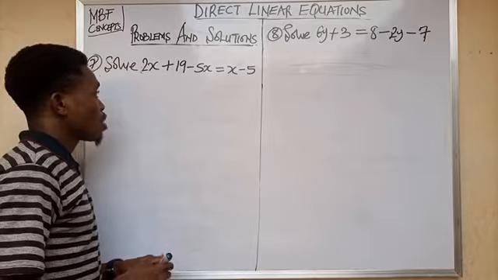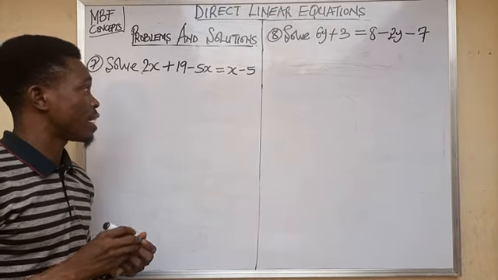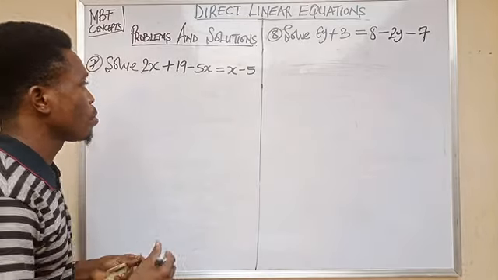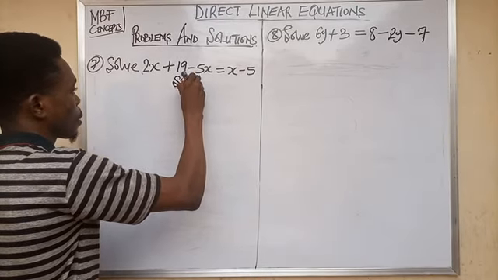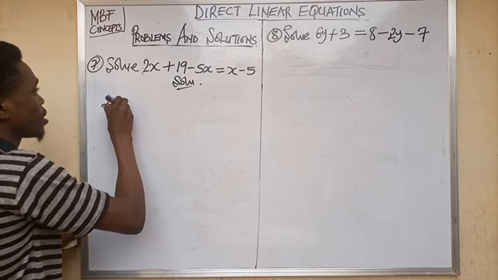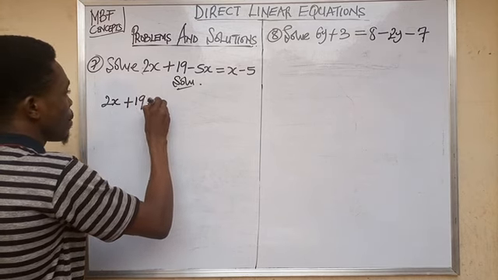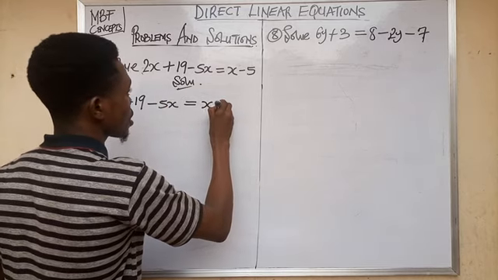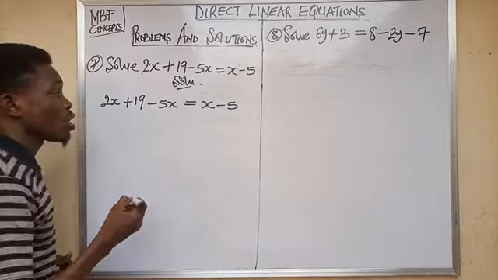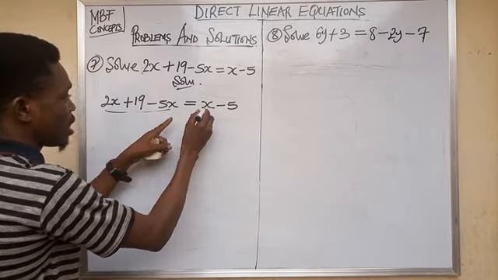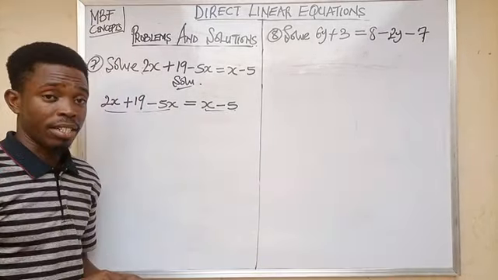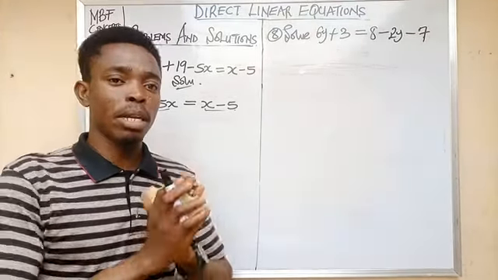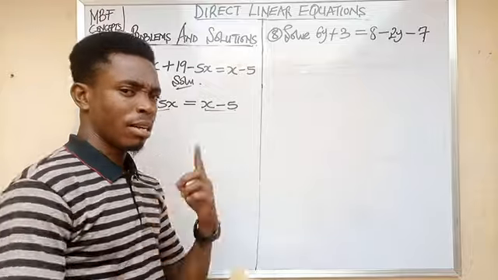Now, question number 7, we are asked to solve 2x plus 19 minus 5x is equal to x minus 5, right? So we put down our solution as usual. We have 2x plus 19 minus 5x is equal to x minus 5. Guys, we know that this is our left hand side and this is the right hand side. Correct? Yes. So the next thing that we are going to do is to identify the terms that are wrongly positioned and those that are rightly positioned.